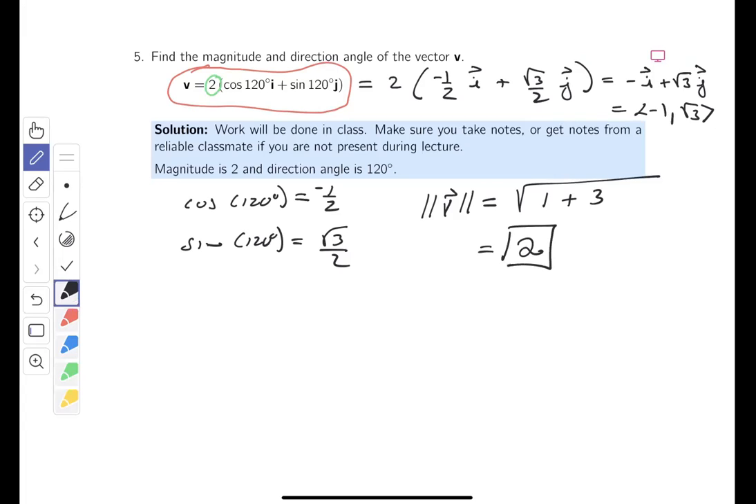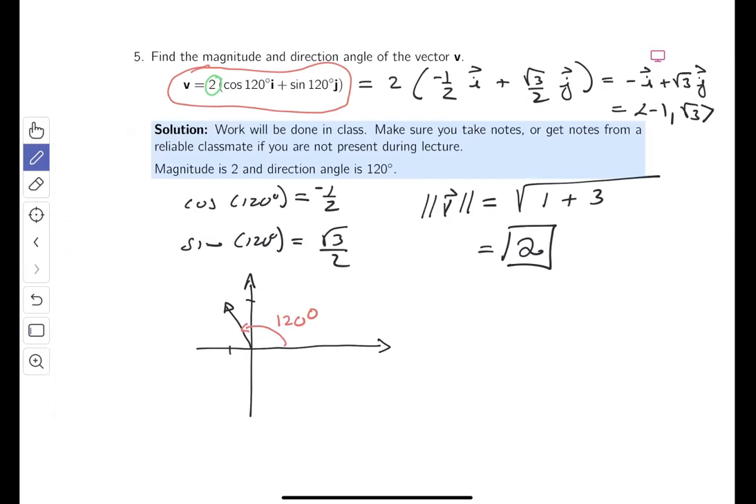Let's do direction now. To do direction, I want to draw the picture of it. And what's that going to be? Minus 1. And then root 3 up. And you should recognize this as being the direction of it. And what's that going to be? 120 degrees. So the direction theta, I'll put this down for you. Theta is going to be 120 degrees. Right, again, this is magnitude. And this is going to be the direction of it.